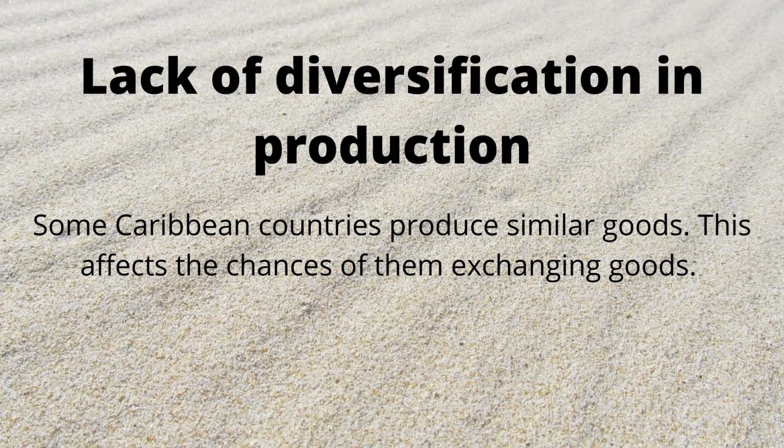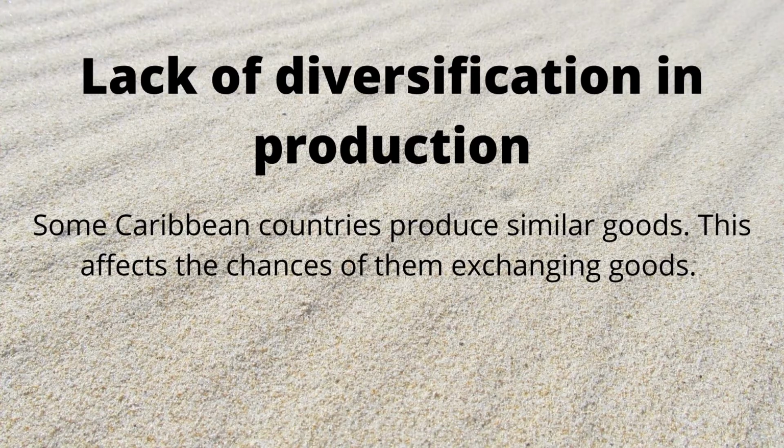Lack of diversification in production, right? Now, I think that I would have explained this in another video, but I'm going to go ahead and do so again. Alright, so lack of diversification in production. What this means is that the countries produce similar goods, right? Now, if the countries within the Caribbean produce similar goods, then this is going to prove to be a barrier to regional integration, because it is going to affect trading, right? It would make no sense for us to trade goods if we produce the same goods, right? So trading would be affected if we produce similar goods.